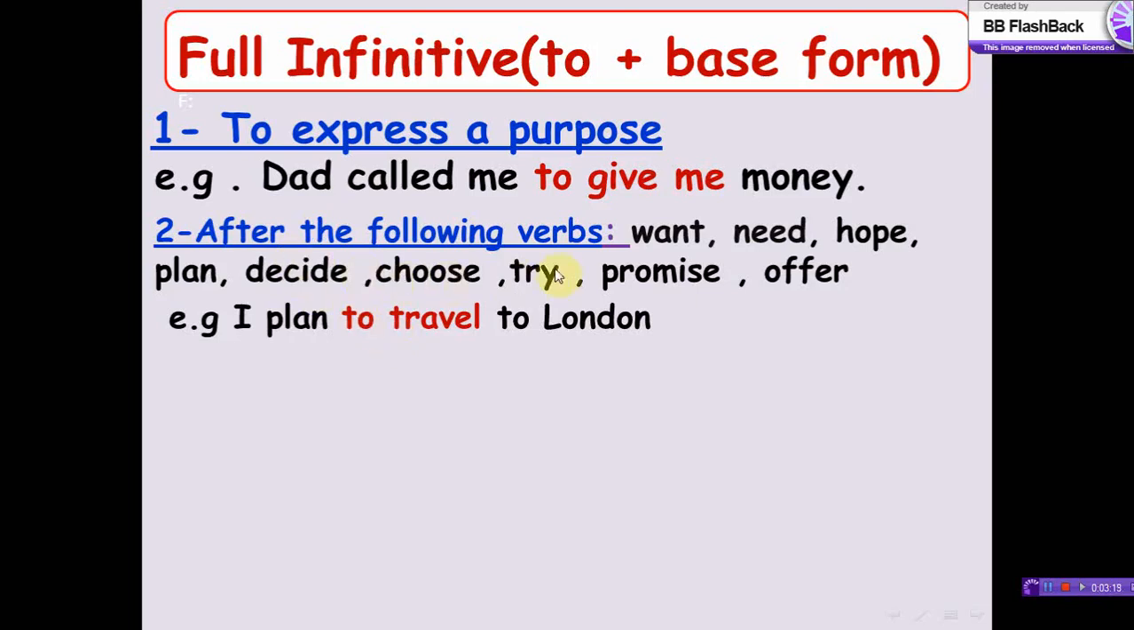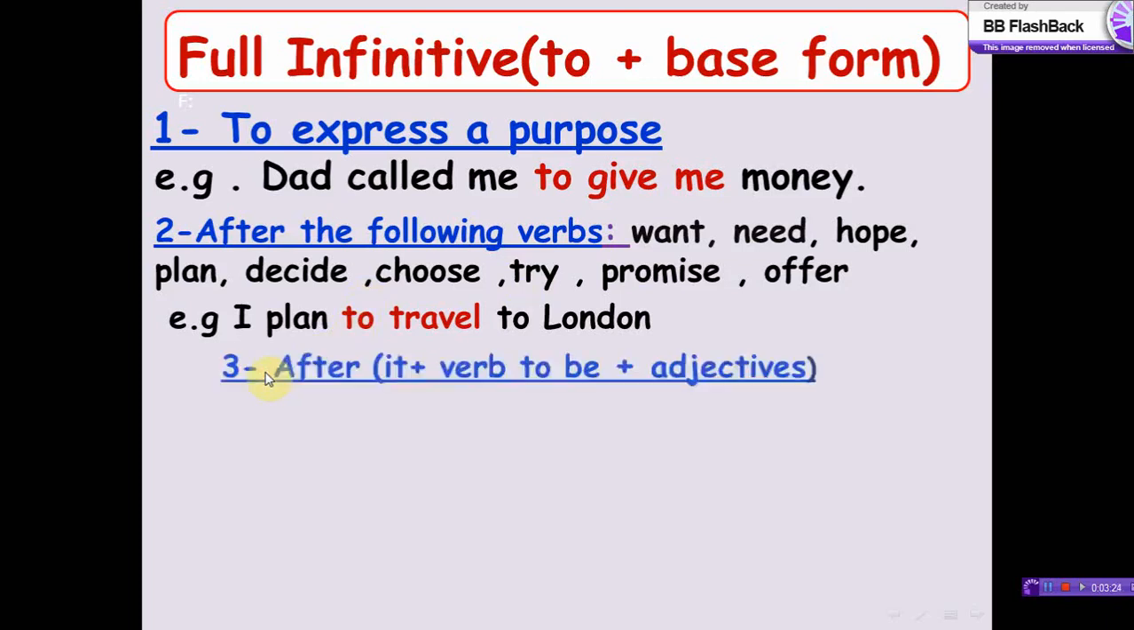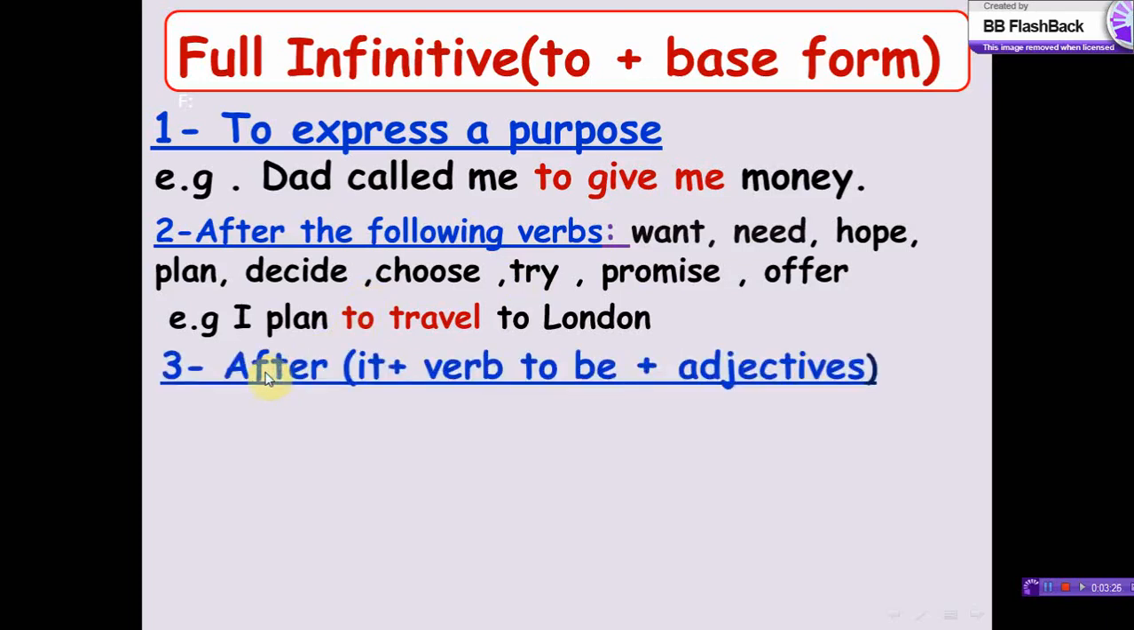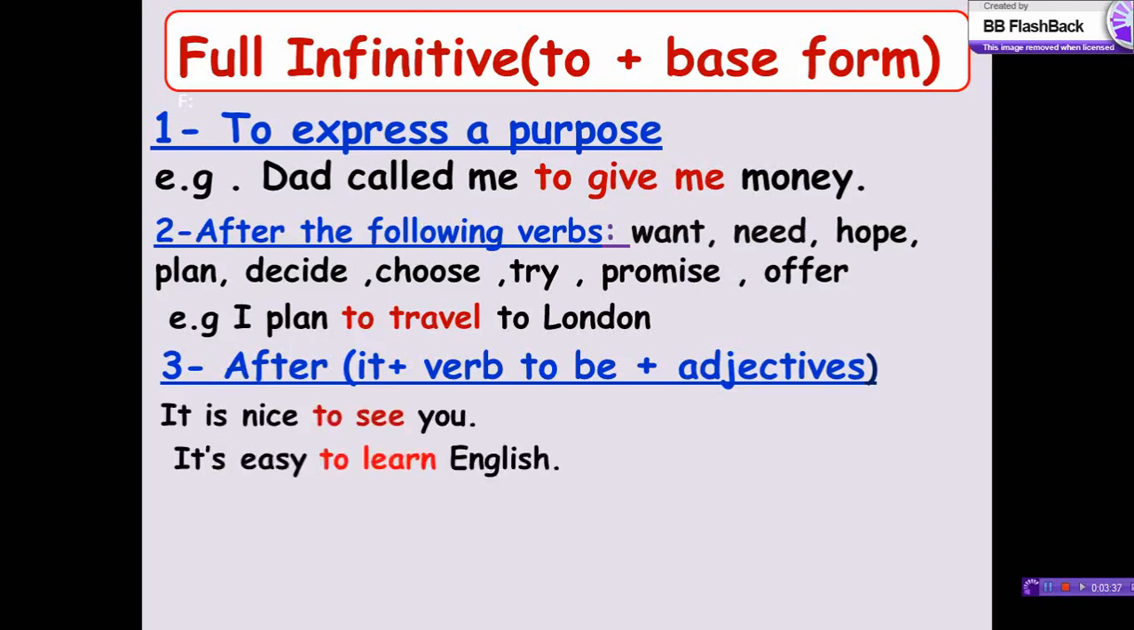Number 3, I use it after the expression it, verb to be, and an adjective. So let's see an example for this. It is nice to see you. It's easy to learn English. So these are the 3 cases in which we use the full infinitive: to express a purpose, after certain verbs, and after the expression it, verb to be, and any adjective.